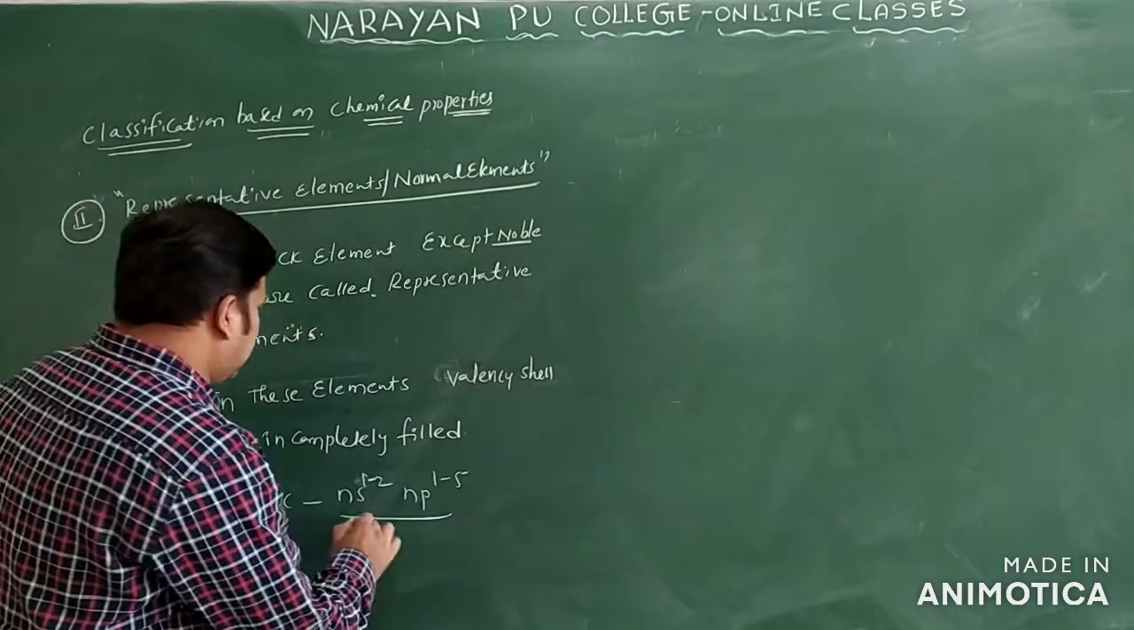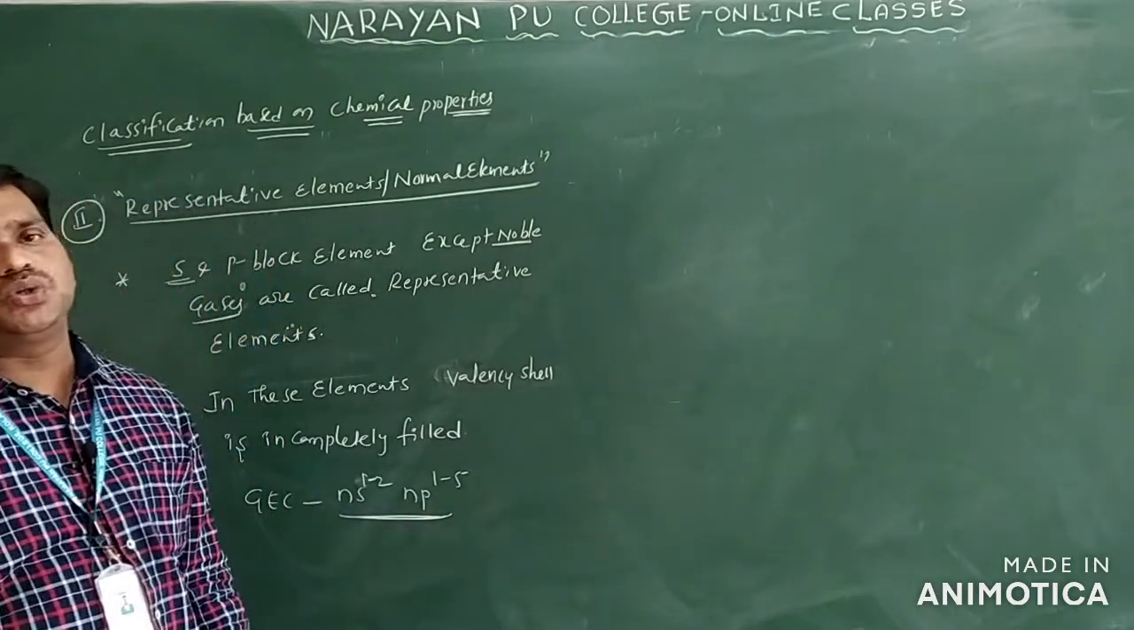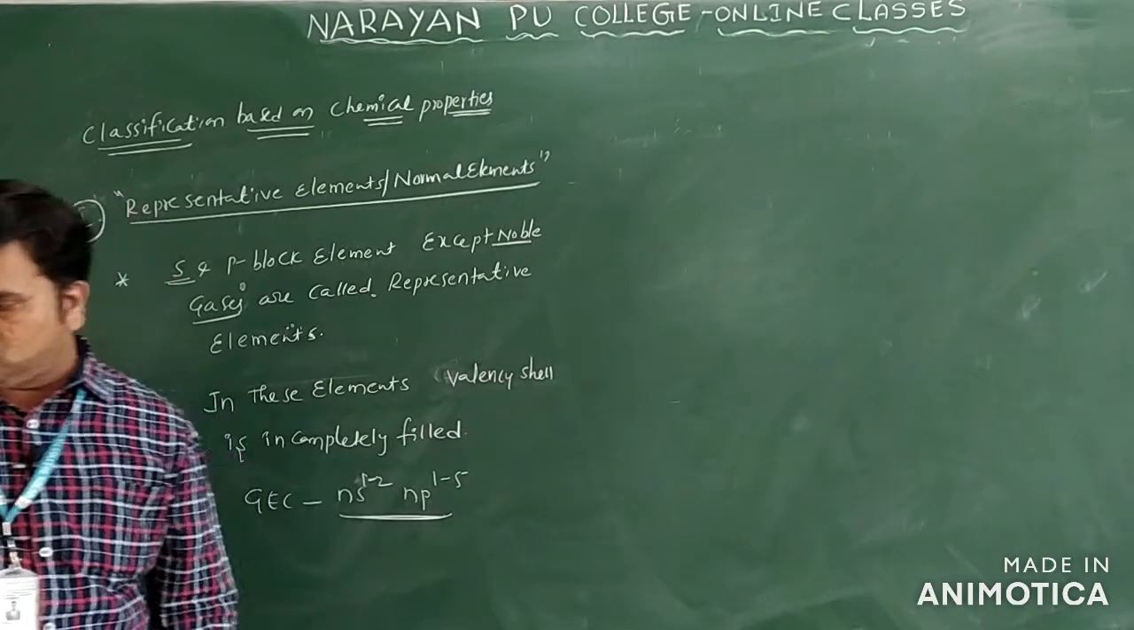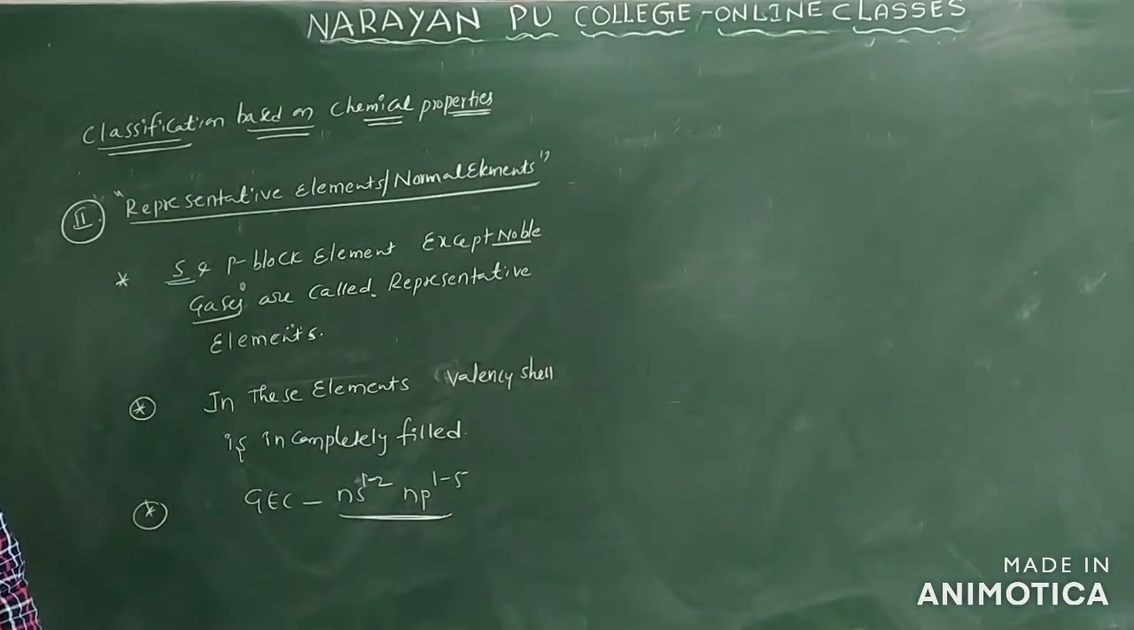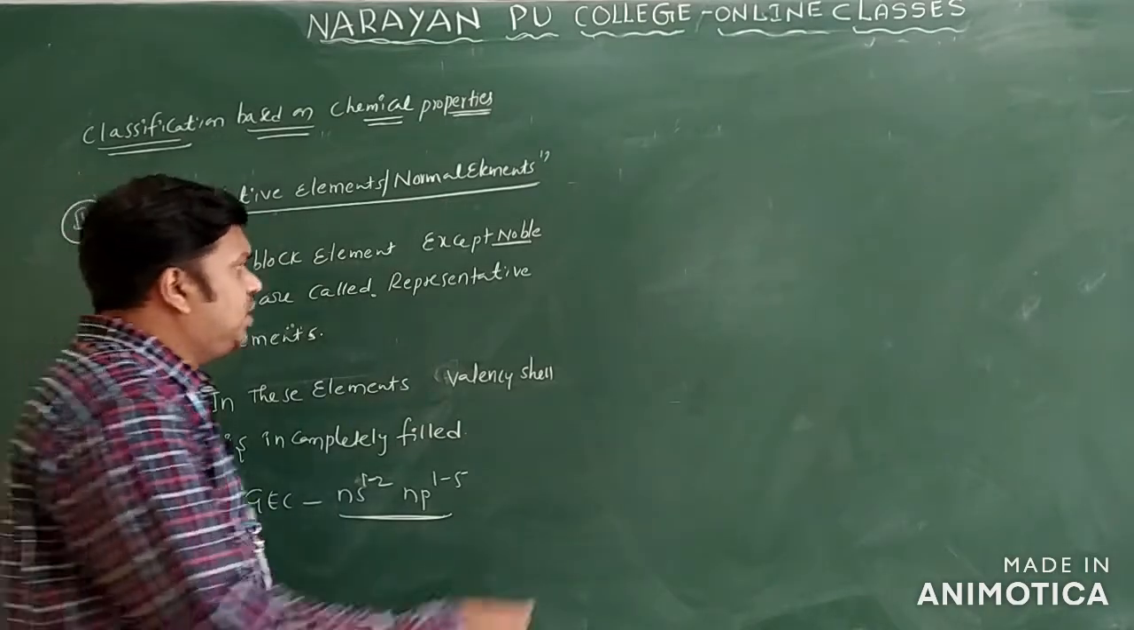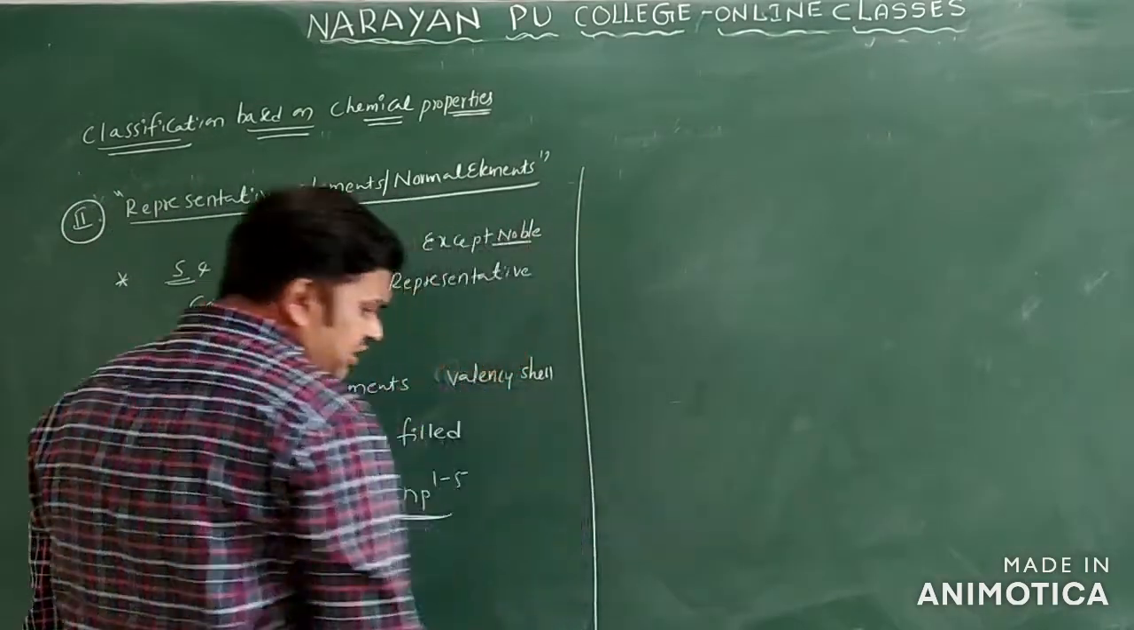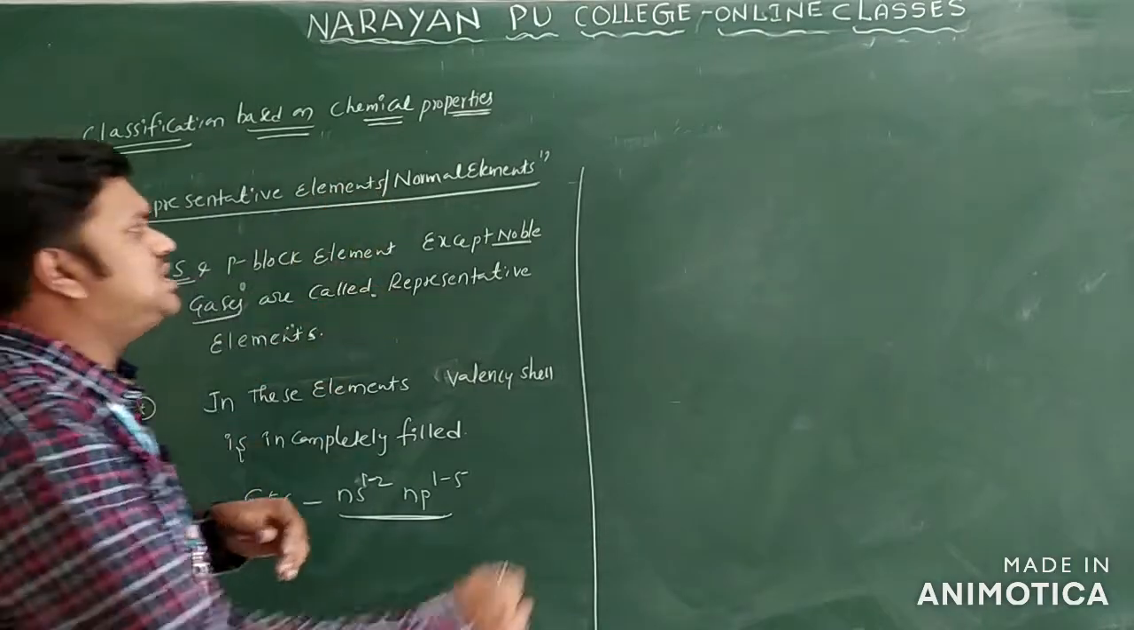So the configuration you will write here is ns1-2, np1-5 only. This is the general electronic configuration of representative elements only. So you know already, S block elements are there, P block elements are there.